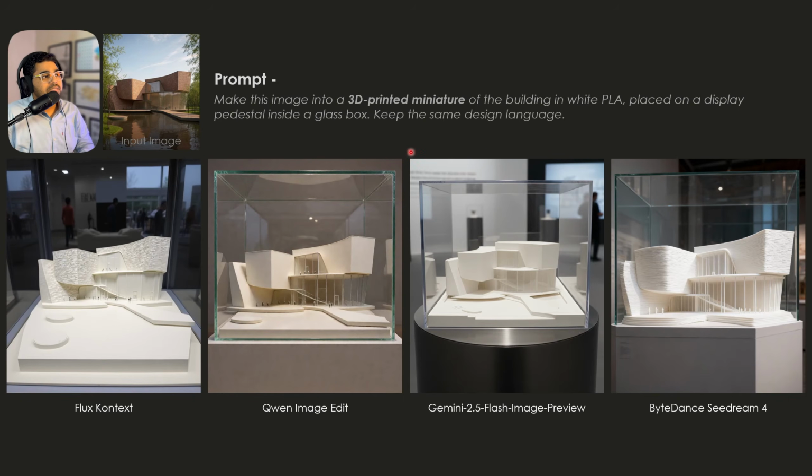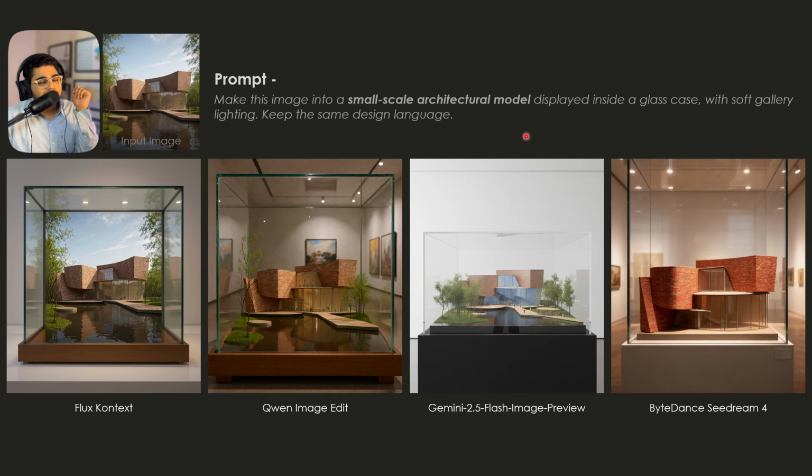Now the next one is 3D printed miniature model of the building with white PLA. Okay. Now a characteristic of 3D printing is that you see those 3D printing lines, and just because of the lines that you see from Seedream 4, I am going to give the win to Seedream. With FluxKontext, these are not the lines. It has just copy pasted the brick material. That's why the win goes to Seedream 4. Am I a harsh critic? Not sure.